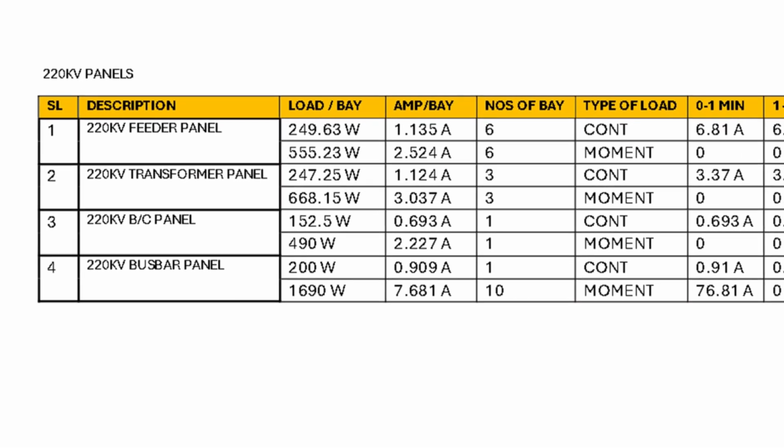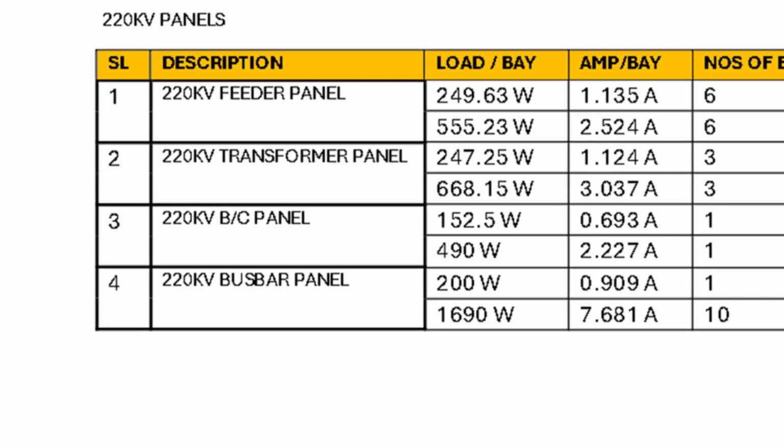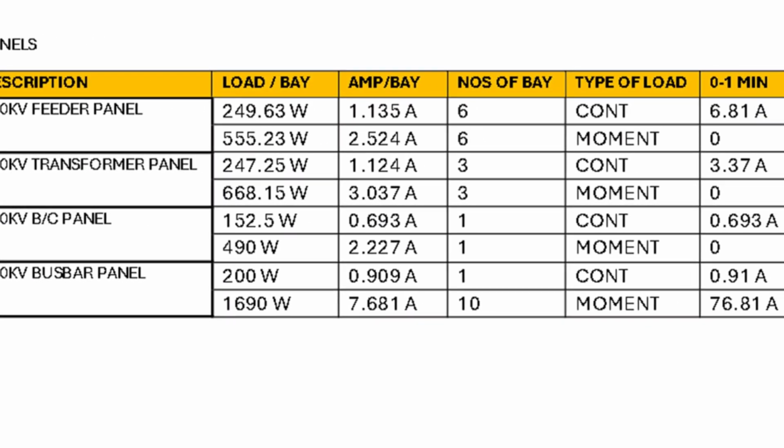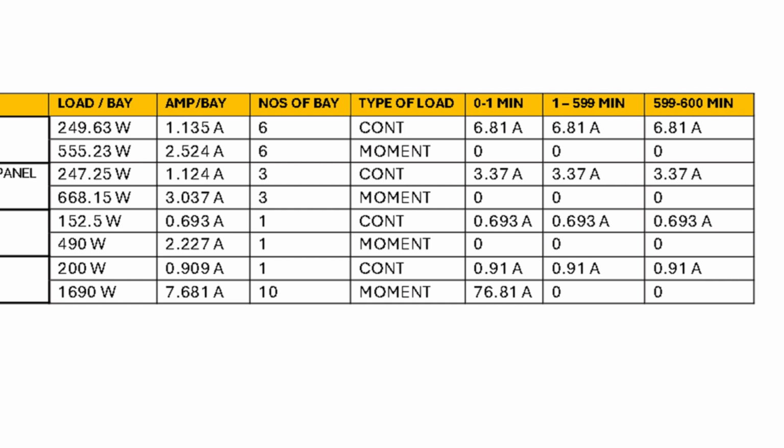Now, coming to the transformer panel, the same logic will be applicable. The continuous DC load of the transformer panel is 3.7 amperes. The momentary load can also be calculated, but again, we will consider it as 0 in all 3 columns because a transformer does not trip individually. It only trips during bus differential protection. For the bus coupler panel, the same logic is applicable. Only the continuous load will be considered.